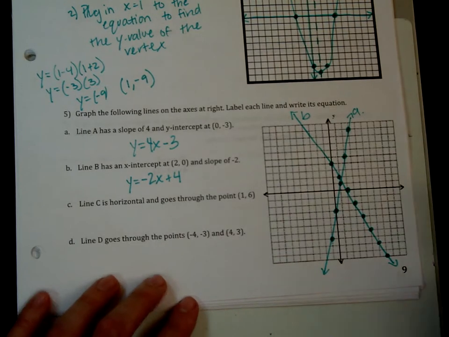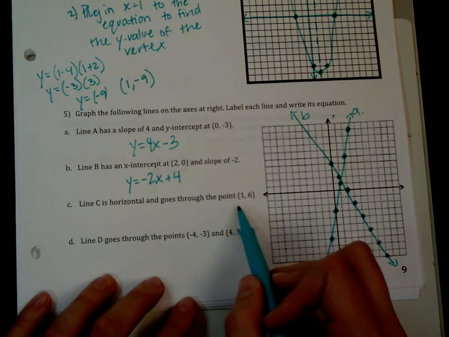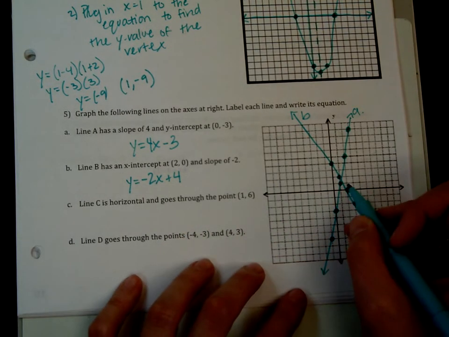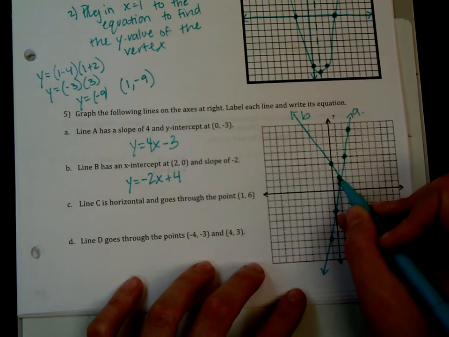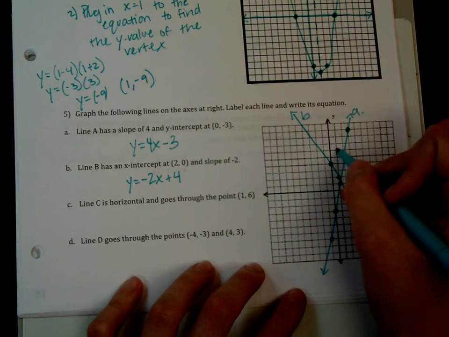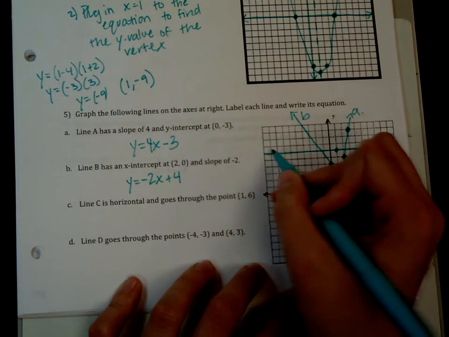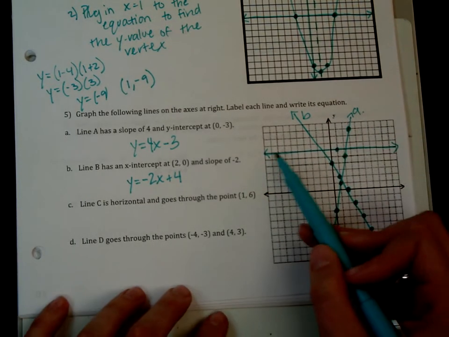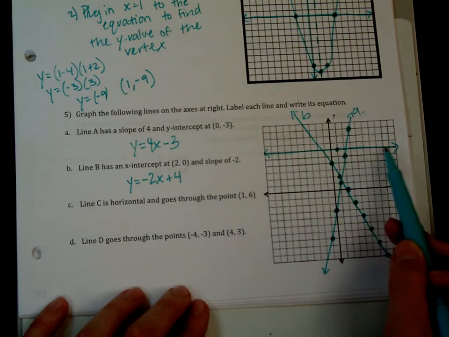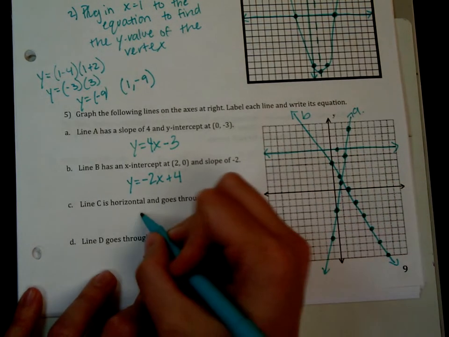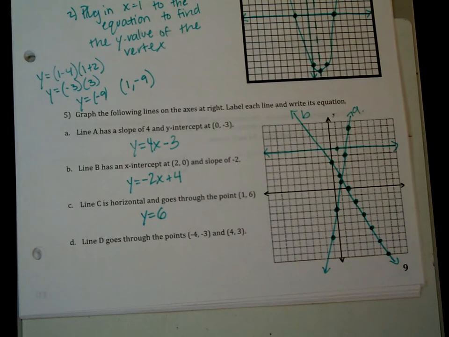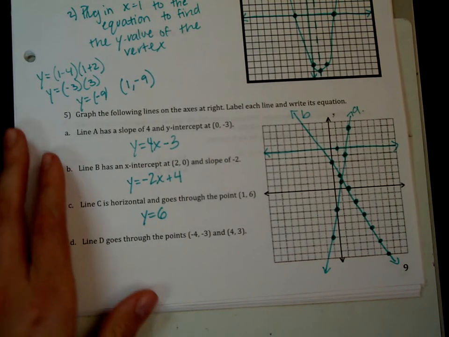Line C is horizontal and goes through the point 1, 6. Horizontal means like that. So horizontal lines all have the same y value. Here the y value is always equal to 6. So the equation of the line is just y equals 6. This is line C.